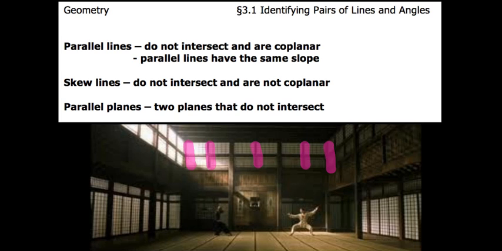Another quick example would be maybe up in the windows on that same back wall, but this time each one of the structures there in the window, you can see what's highlighted there in pink. Those are also going to be parallel lines. Now, skew lines are lines that do not intersect and are not coplanar, and parallel planes are two planes that do not intersect at all.